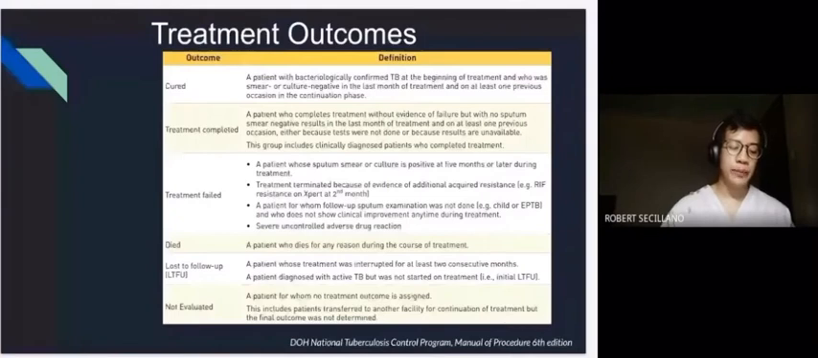Also, lost to follow-up, the patient whose treatment was interrupted for at least 2 consecutive months or a patient diagnosed with active TB but wasn't started on treatment and not evaluated. This is the patients for whom no treatment outcome is assigned. This includes patients who were transferred to other facilities for continuation of treatment, but the final outcome was not determined.